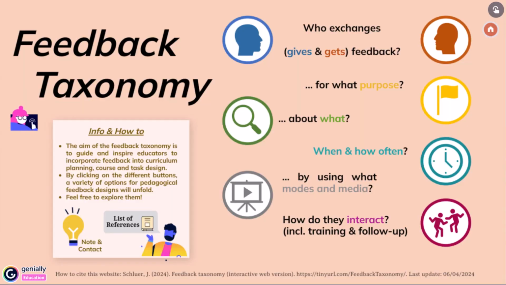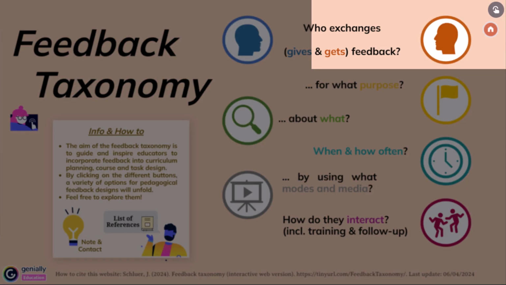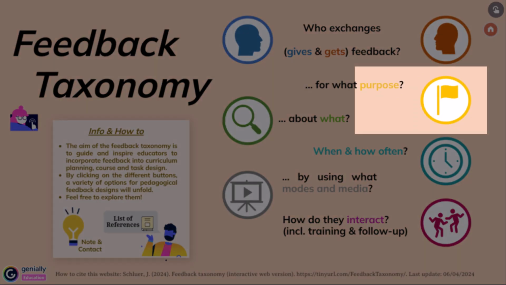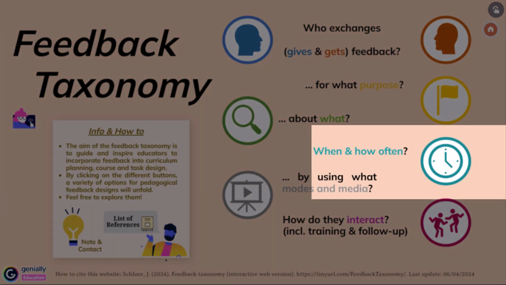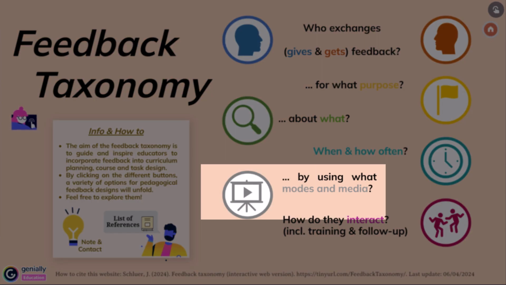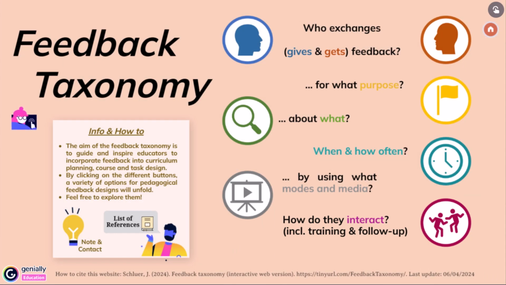Overall, there are 7 main categories which may serve as inspirations and guidance for the design of your feedback activities. Who gives feedback? Who gets feedback? For what purpose? About what? When and how often? By using what modes and media? How do they interact? The most important one is the purpose, as the learning objective is decisive for any task you create. Let's start using the interactive feedback taxonomy.